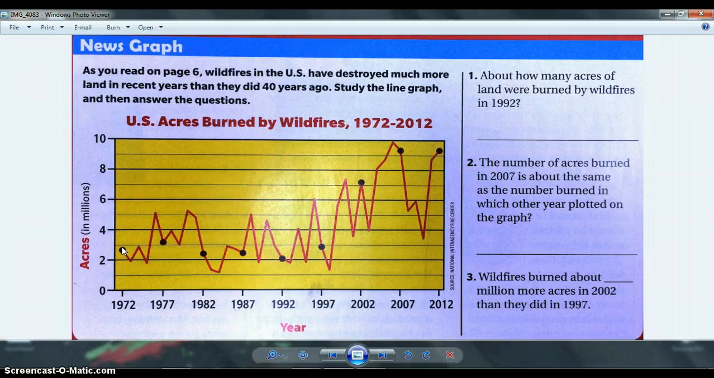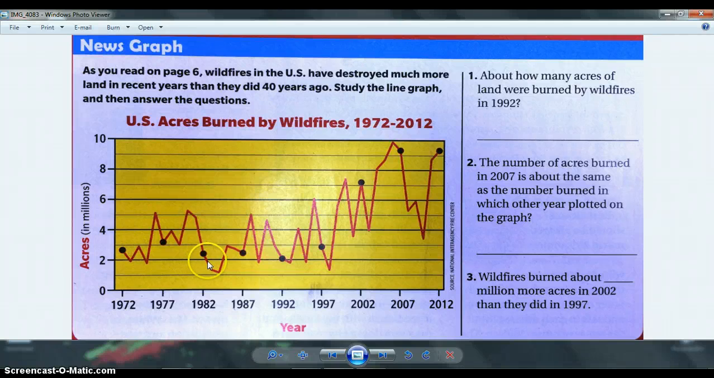But if I want to get even more specific, I can look and say, okay, well, is this dot closer to the 3 or closer to the 2? Well, it's obviously closer to the 3. So I could say that almost 3 million acres burned in 1972. And if I needed to get it down even further than that, I could go into decimals and say maybe it's going to be over half, so maybe 2.75 million acres burned in 1972.